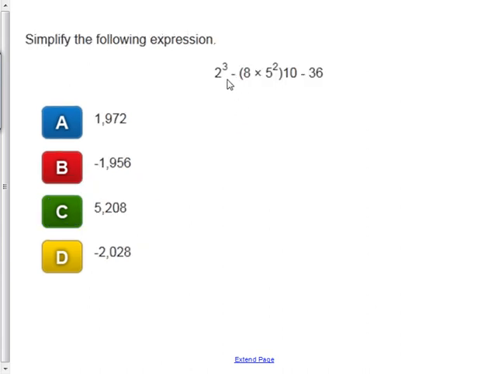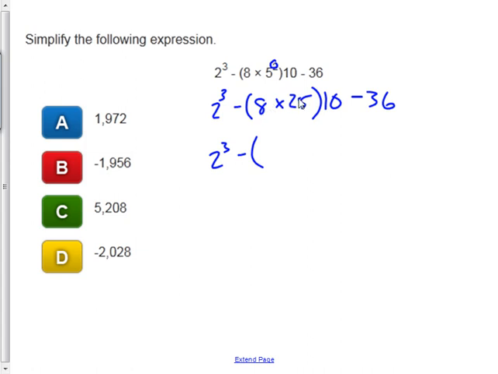Okay, so now again we have to follow those order of operations. Parentheses have to be done first, and I notice inside the parentheses I have an exponent, so I'm going to rewrite this thing. I'm going to go 2 to the third power minus 8 times 25, because 5 times 5 is 25. That's going to be multiplied by 10, and then we subtract the 36. So 2 cubed minus, and now I have to actually multiply inside of here first.